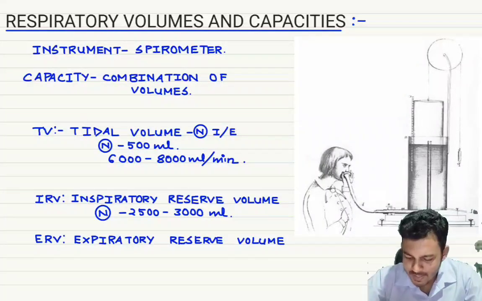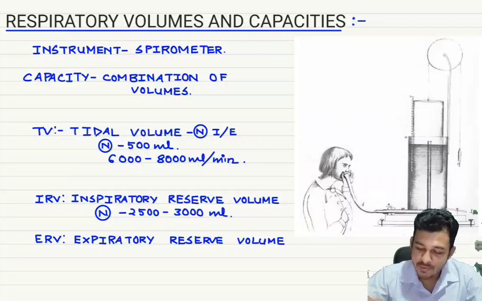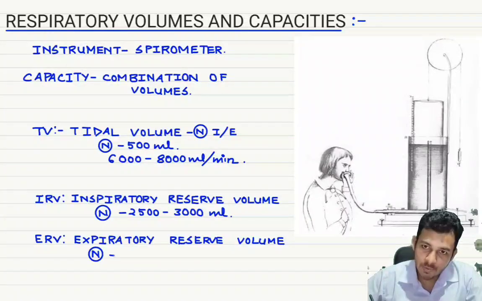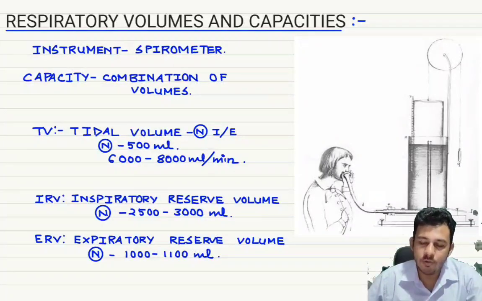Now, logic says that if the inspiratory reserve volume is 2500 to 3000 ml, then that should be the expiratory reserve volume also. But this is how nature has produced you. The expiratory reserve volume is not 2500 to 3000 ml. It is approximately 1000 to 1100 ml. This is about 3 volumes.